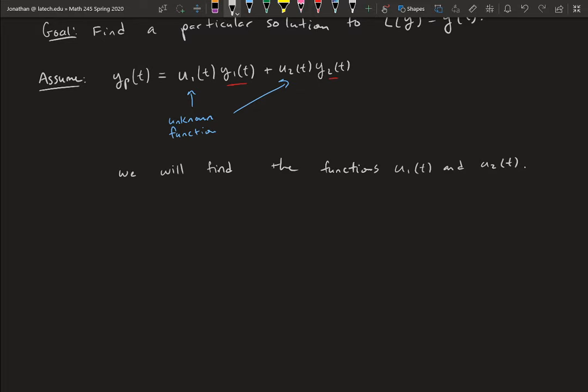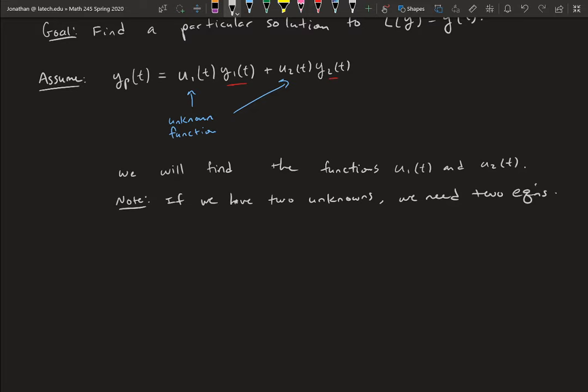All right, so what we're going to do is, if we have two unknowns, we need two equations. So note, if we have two unknowns, we need two equations. Right, to solve for two unknowns, we need two equations.